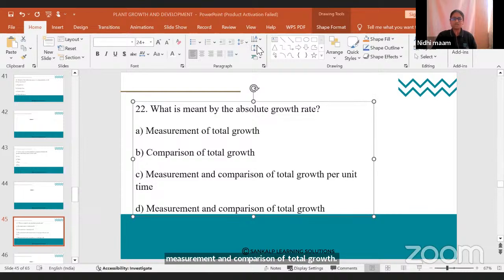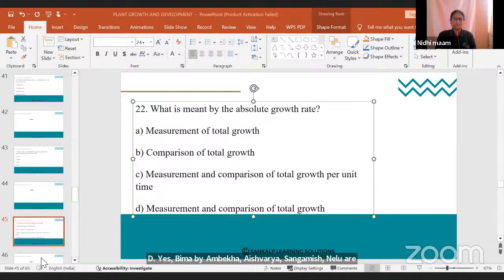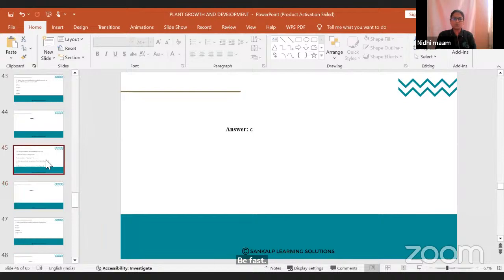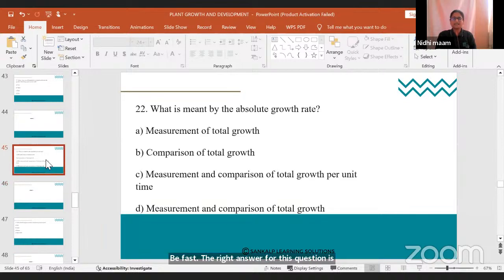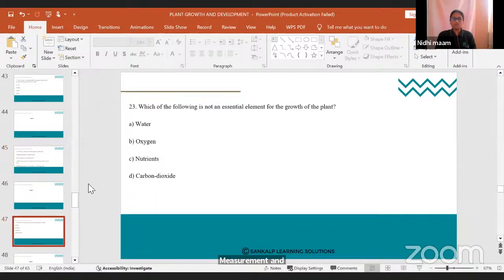Shabina Sheikh, Varun Raj, Impana, Bhavana, Sharath answered it. Jyoti answered it. Shweta answered it. Navyashri answered it. Good. So most of you voted it for option C. Few of you voted it for option D. Yes, Bhimabai Ambedkar, Aishwarya, Sangamesh Nellur are active on YouTube. Be fast. The right answer for this question is option C, that is measurement and comparison of total growth per unit time.